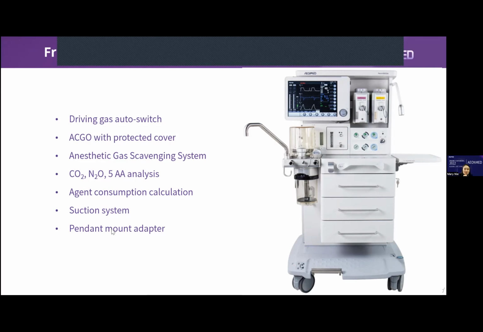And also aging consumption calculation, the suction system. I understand the suction system in the OR usually is much bigger than this, but this we can take it as a backup one. And the pendant mount adapter means that the whole anesthesia workstation of ER 8800 could hang on the pendant. We don't need these wells and the central bag. If we don't want it, we can just take it out and hang the whole anesthesia workstation on the mount.